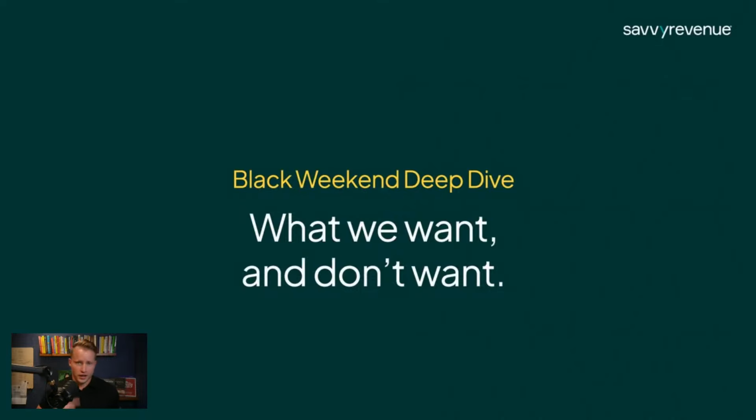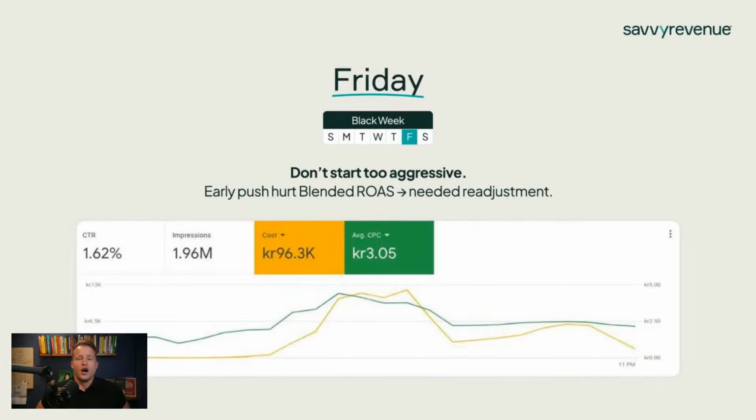So, Black Weekend deep dive. This is what we want. This is what we don't want. I wanted to show you guys this. On Friday, here's an example where we had an early push and it really hit the blended ROAS. So we needed to adjust. You can see where the cost goes up here in the beginning, and that's because we're pushing. You can see we're pushing the CPC too high.